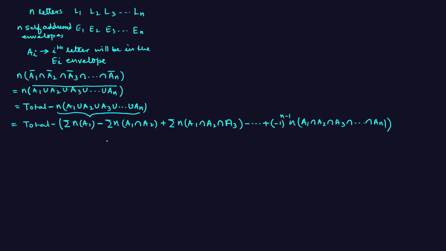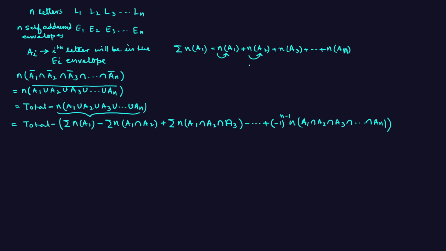Is it clear? Now, what do you mean by sigma NA1? It means actually NA1, NA2, NA3, NAN. Actually, what do you mean by that? It means when the first letter is in its right envelope, in how many different ways you can arrange all those letters.